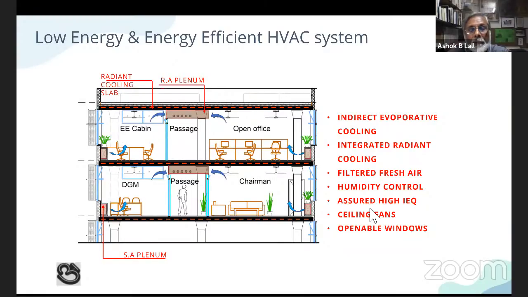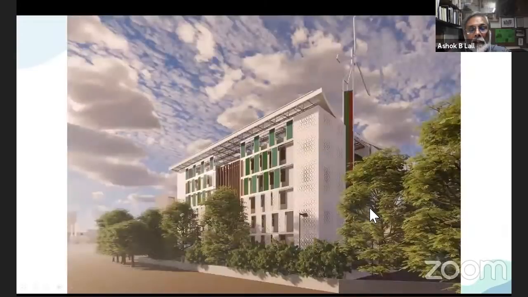Yeah, so this is where we are. This is how the building is going to look like. One of the things that happened was that people became more and more ambitious and they said, oh, you know what? We are an organization that is involved in renewable energy. Why don't you demonstrate more aspects of renewable energy on your building?